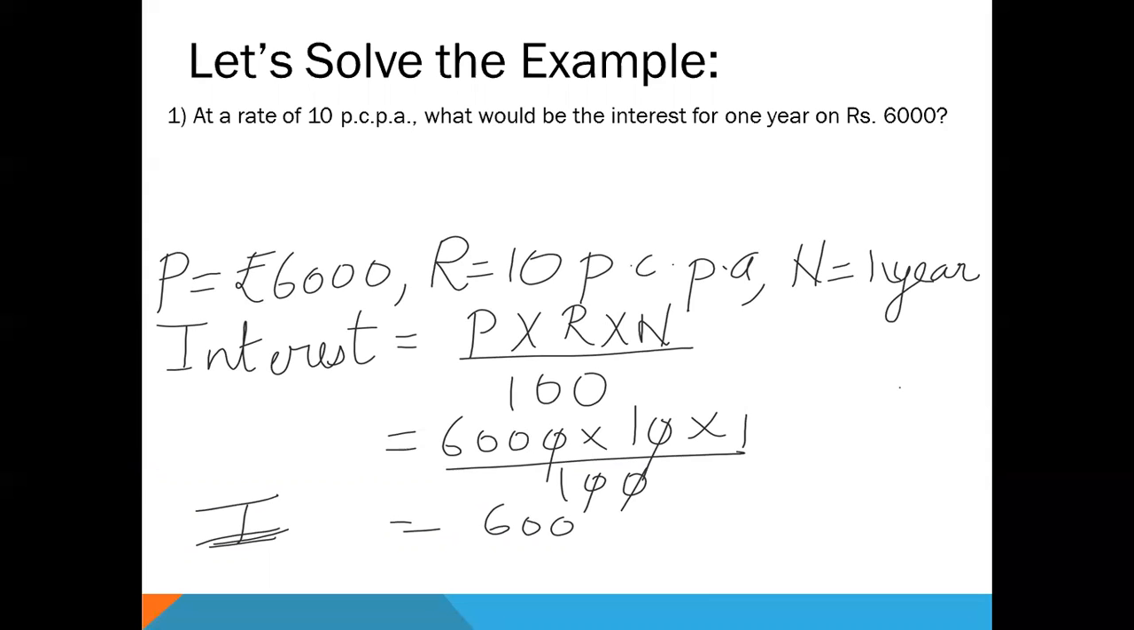Now we'll put in the interest formula, that is P into R into N upon 100. Now we'll substitute the values for the alphabets. P is 6,000, R is 10, and N is 1, all upon 100. By calculating all the numbers, we get the answer as interest 600. Therefore, interest 600 will be paid on rupees 6,000.